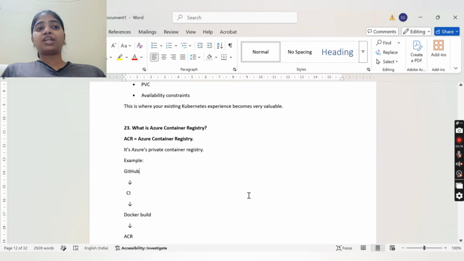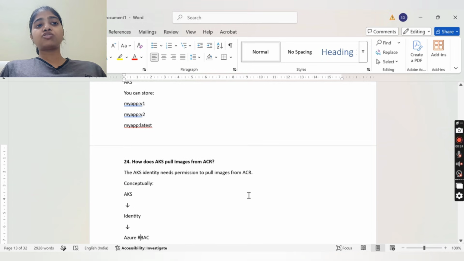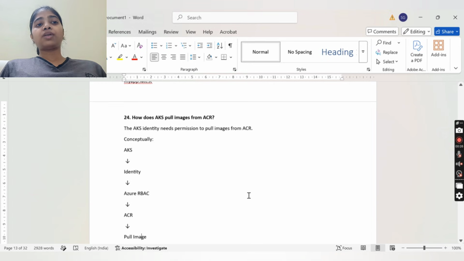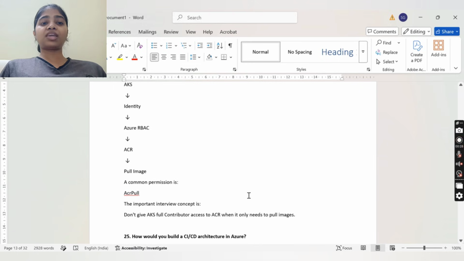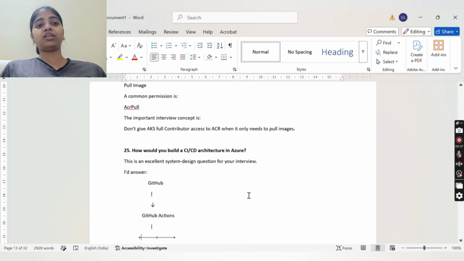What is Azure Container Registry? It's an Azure private container registry where we can store the images. How does AKS pull images from ACR? Basically, we have to give AKS the ACR pull permission. How would you build a CI/CD architecture in Azure? That we can tell.